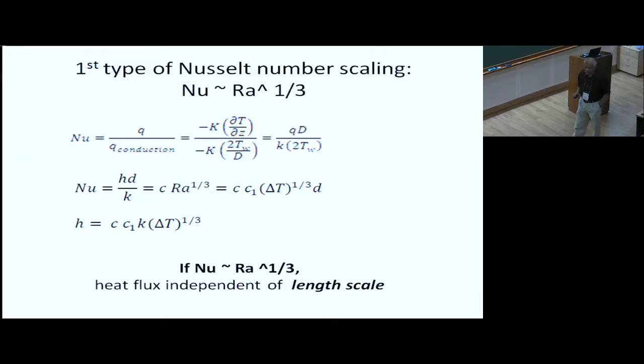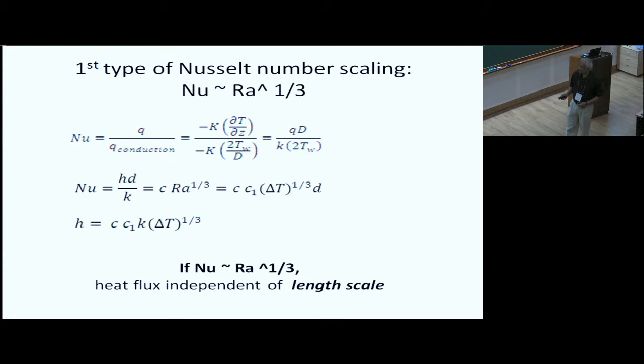So I'll be talking about two types of scaling. One is where the Nusselt number goes like Ra to the power of 1/3. And then one can immediately work out and show that the heat flux is independent of the length scale, which means that if you double the length scale and if the convection is turbulent, the heat flux does not change. And this is what we find in Rayleigh Bernard convection, where it is very close to Ra to the power of 1/3.